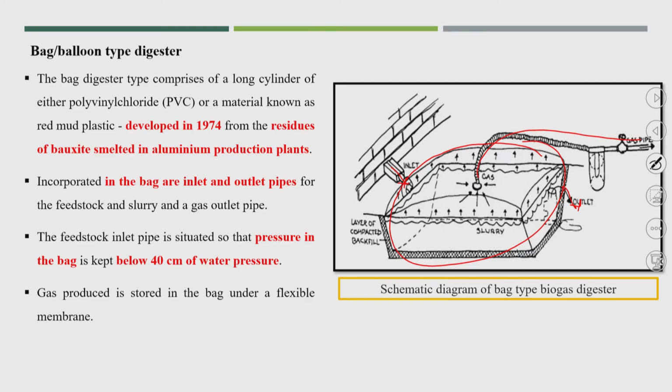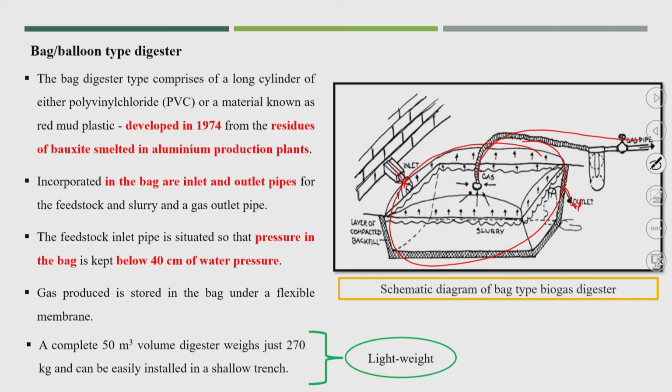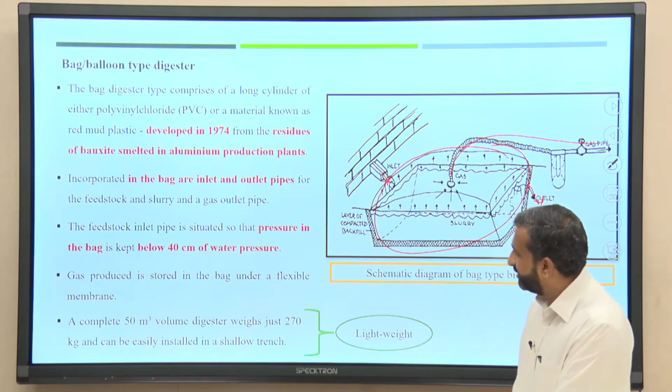Gas produced is stored in the bag under a flexible membrane. A complete 50 meter cube volume digester weighs just 270 kg and can be installed in a shallow trench. It is a lightweight material, and we can change the location from time to time very easily.